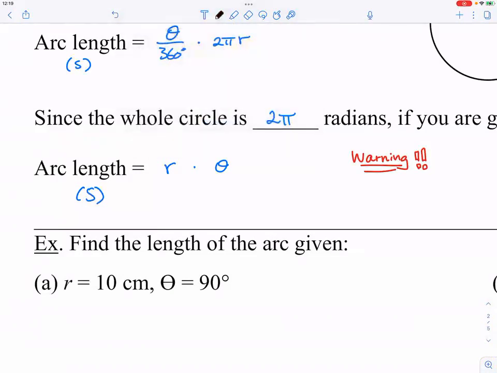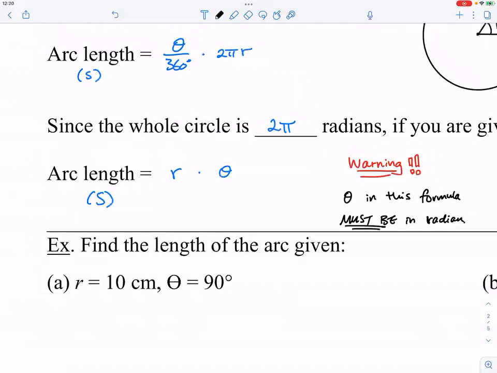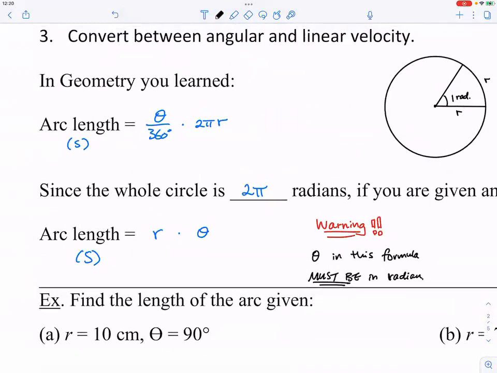So I'm going to write this down. Theta in this formula must be in radian. That's why we have 2 pi r. So now you have 2 options. If you have degrees, you can do this part over whole, theta over 360 degrees times 2 pi r. If you have radians, then you can simply use S is equal to r theta.